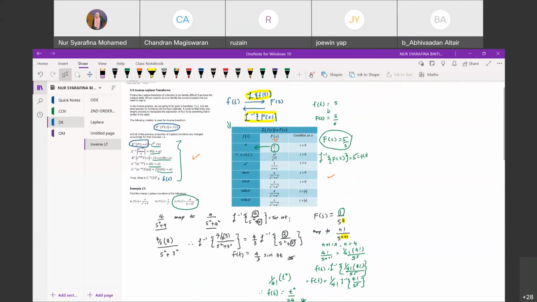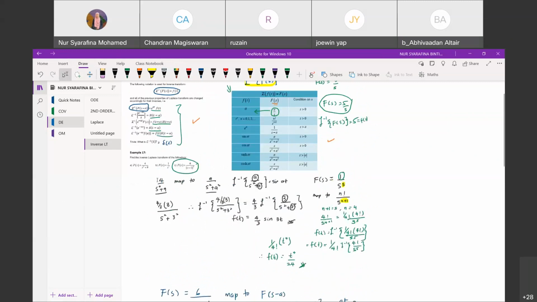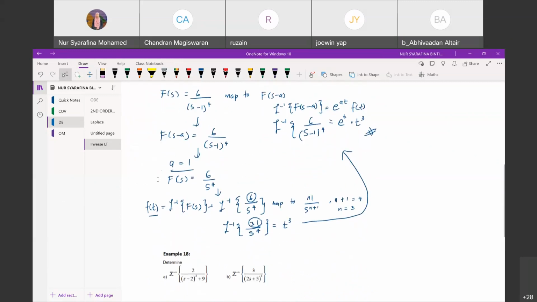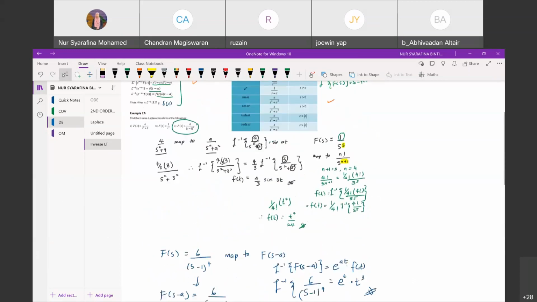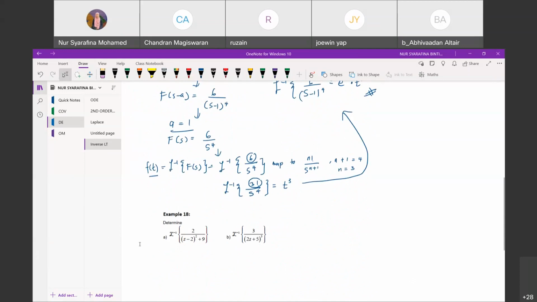You can take a look at the table in your notes and the properties. This has s squared plus a squared, not s minus something. So it is matched to F(s minus a) again.